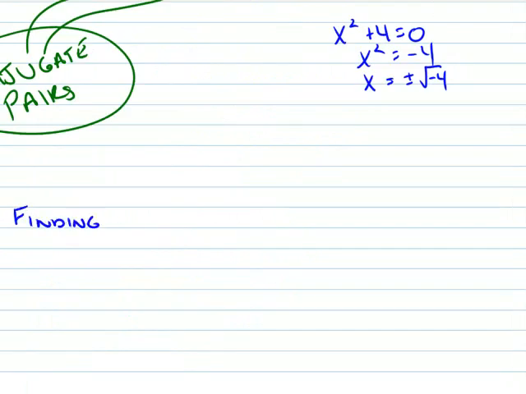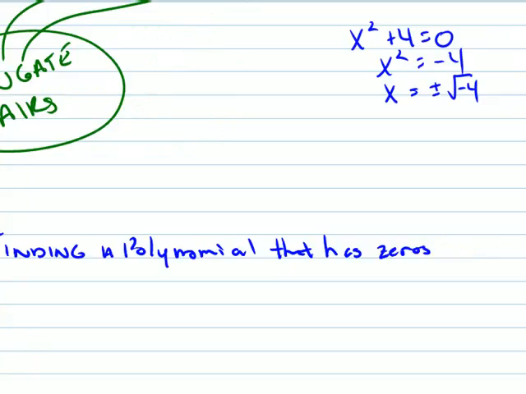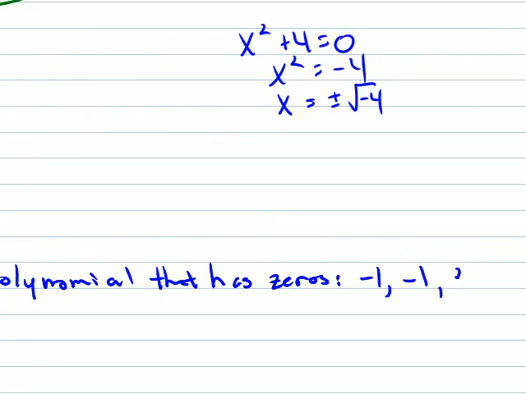So that brings up a different type of question that I could ask. I've always given you the polynomial. I've said, hey, list all the zeros, factor completely. What if I give you a list of zeros and say, find a polynomial that has these zeros: -1, -1, and 3i? Okay, it's a little different, but cool.